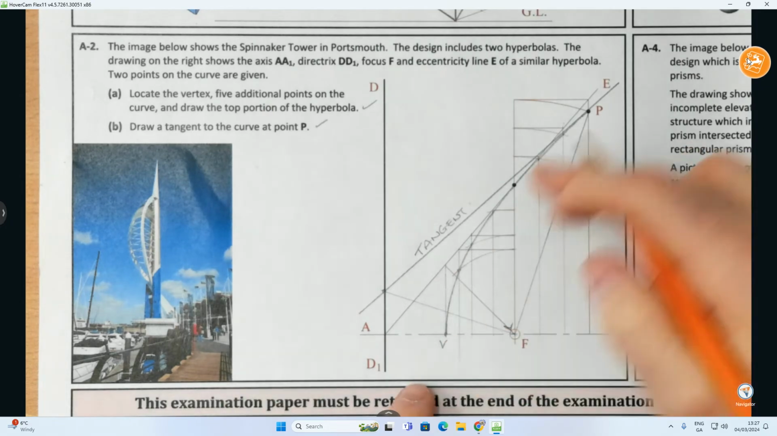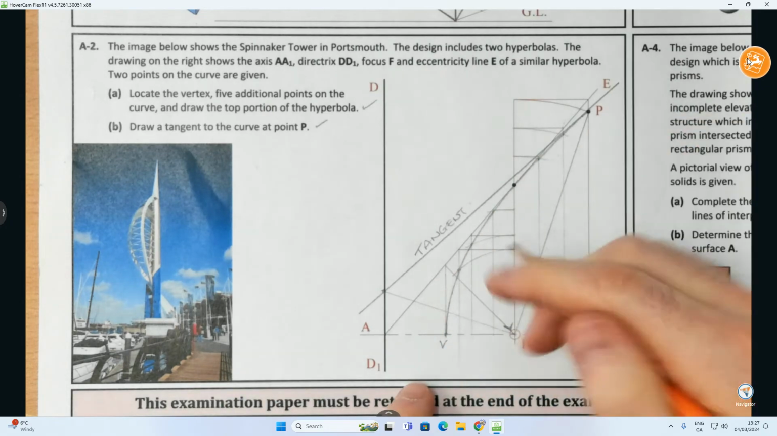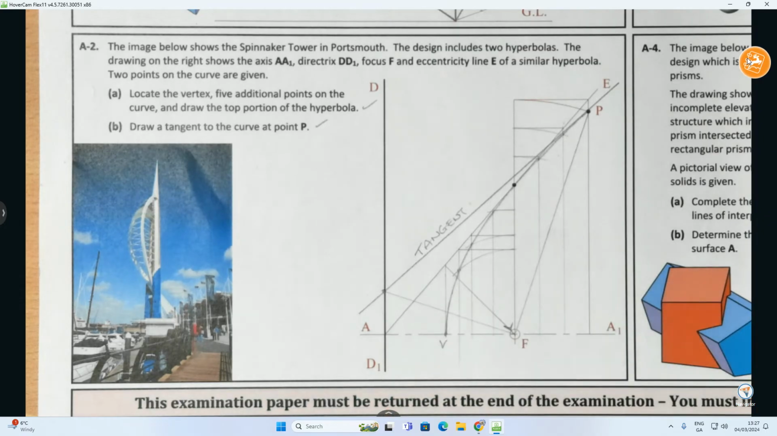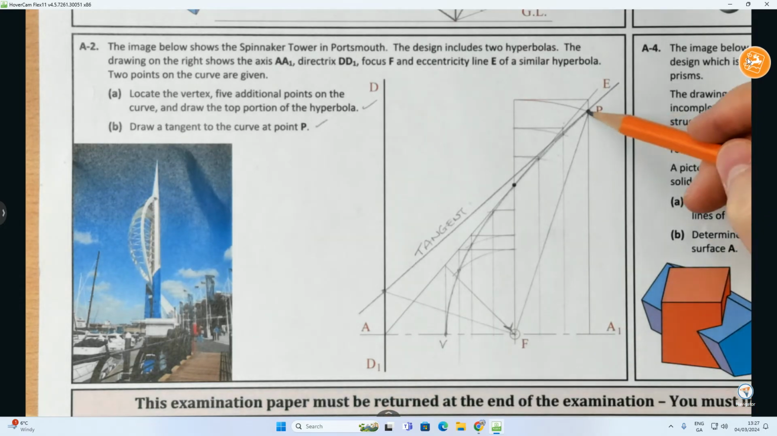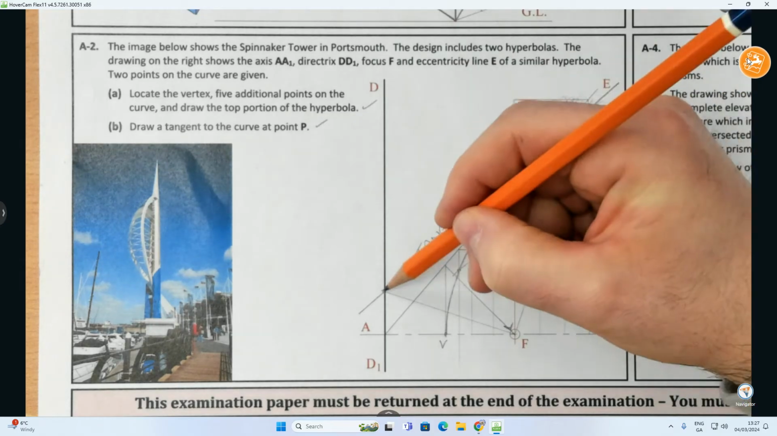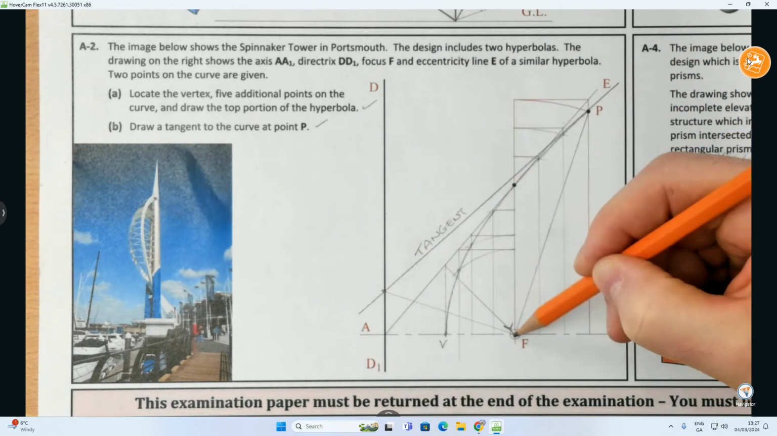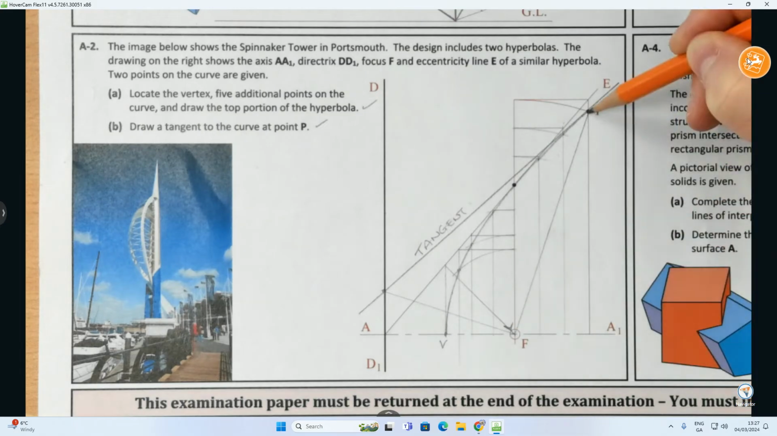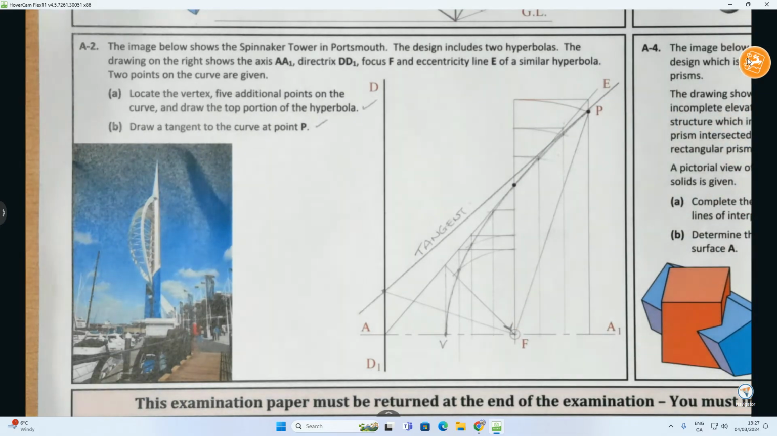Okay, that was simply just drawing a hyperbolic curve and then getting a tangent when they had given us the point P. Sometimes in a question, instead of P being on the curve, P will be here, let's say at this point, and all you do is you connect P to the focus and then you just go perpendicular the other way to cut through the curve. Okay, so that's A2 done there, guys.